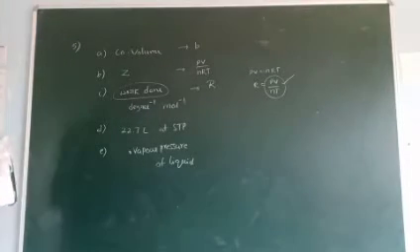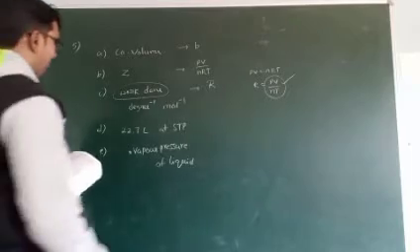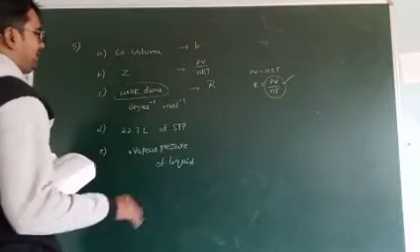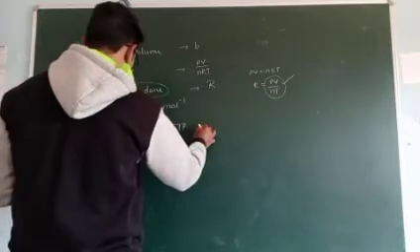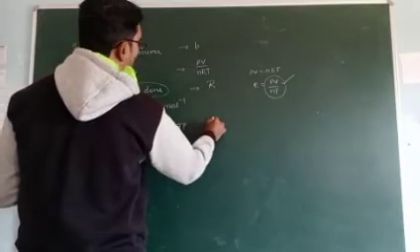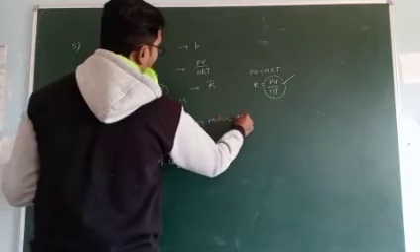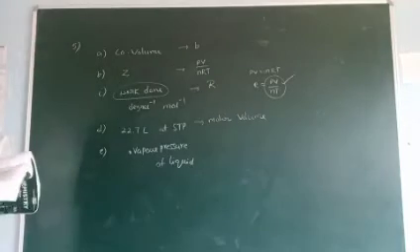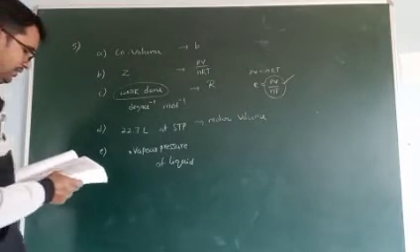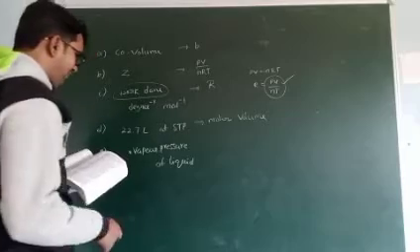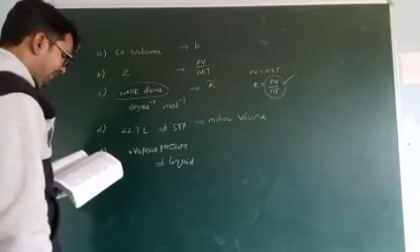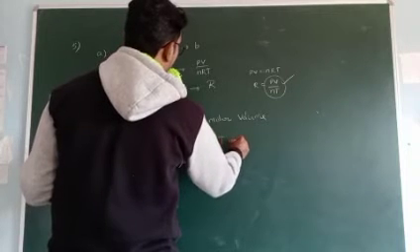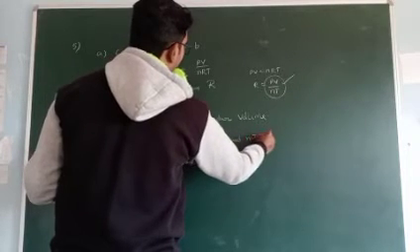And next, D. D is actually 22.7 liters or 22.4 liters. This is the molar volume of an ideal gas, the volume of 1 mole of an ideal gas. And last one, E, that is vapor pressure of liquid. Vapor pressure of the liquid depends upon the temperature and nature of the liquid.